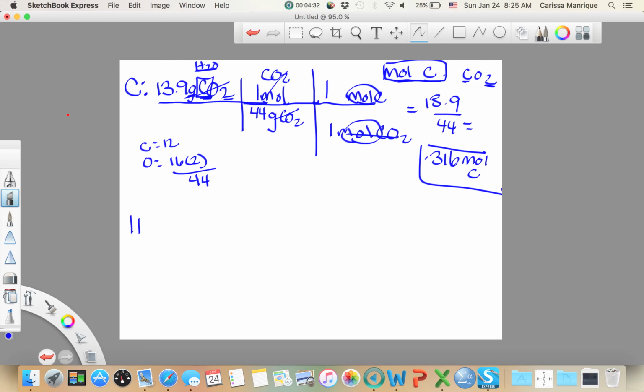Now let's look at hydrogen. Watch this. We're going to do exactly the same setup. Anytime you go from grams of one thing to moles or grams of something else, you use the same setup. But now I'm going to use H2O because that's where the hydrogen is. There is 7.13 grams of water.